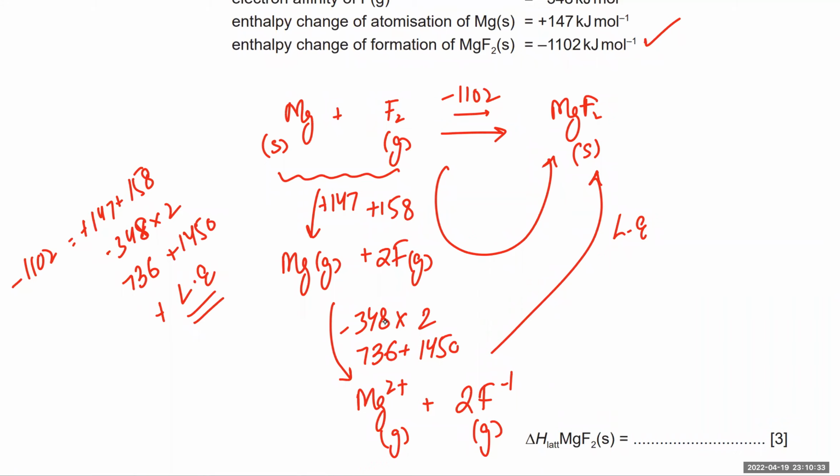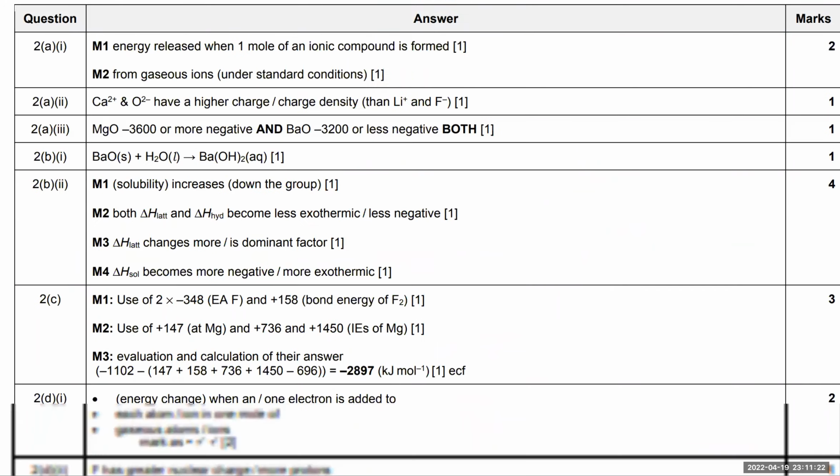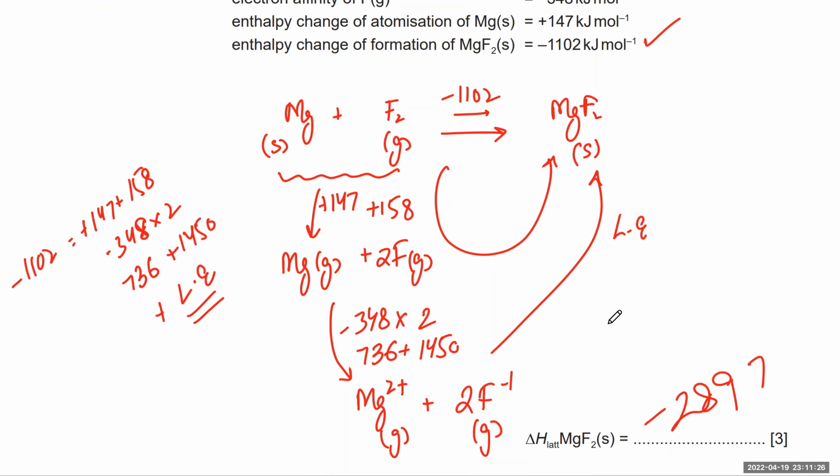Did anyone try this? What's the answer? Did anyone, so you got minus 2897 for this one? So this one is minus 2897, and let's just double check that one. It's minus 2897, so that's fine. So remember, this is just a standard Born-Haber cycle.